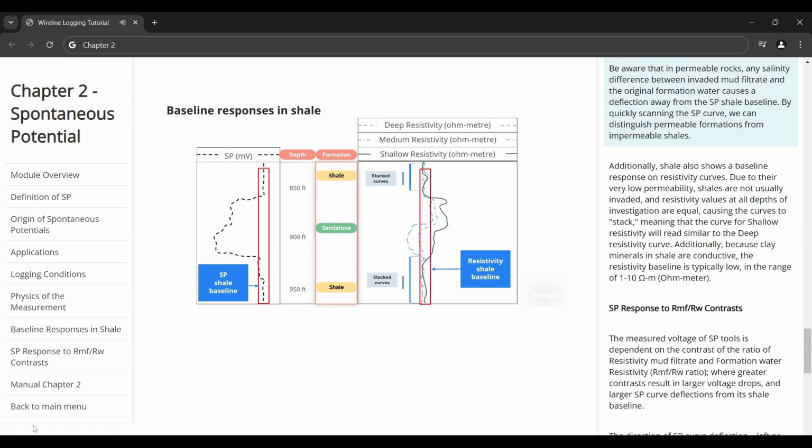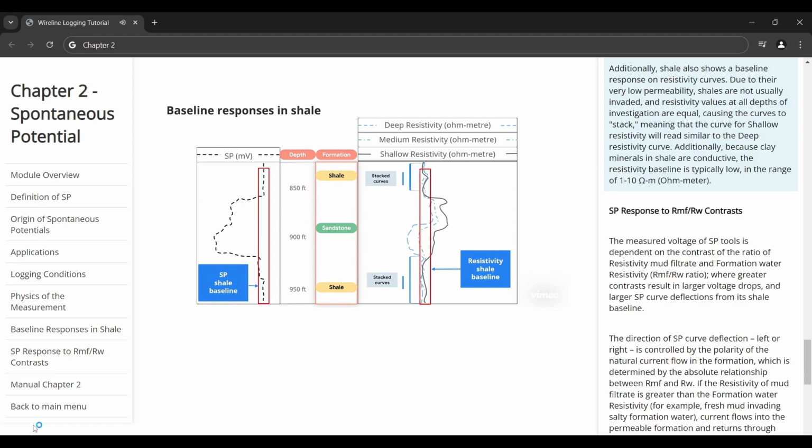Be aware that in permeable rocks, any salinity difference between the invaded mud filtrate and the original formation water causes a deflection away from the SP shale baseline. By quickly scanning the SP curve, we can distinguish permeable formations from impermeable shales.